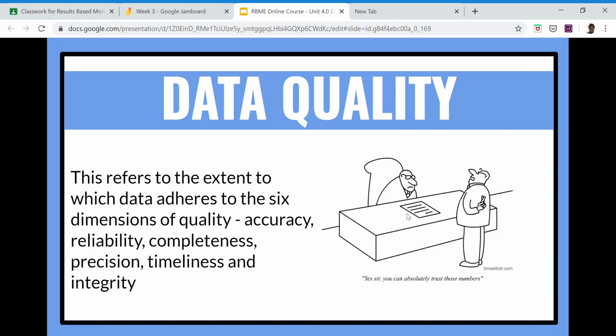If we're talking about, oh, we are not sure of the numbers of intensive care units that we have currently, it's a function of data quality. It means we do not have complete data. Some things are missing out in what is supposed to be reported. So in these dimensions, we think about accuracy, reliability, completeness, precision, timeliness, and integrity. 6 of them in all.